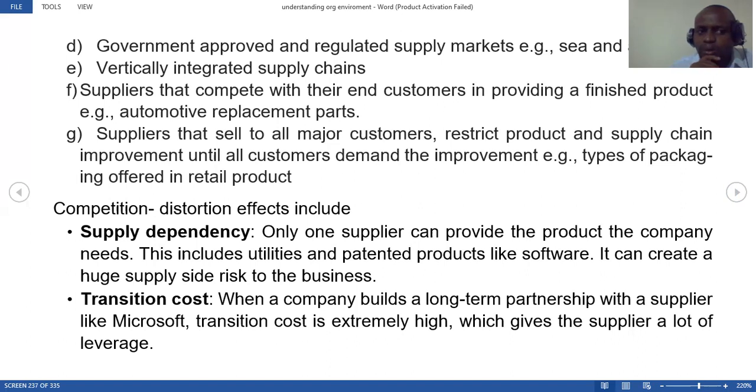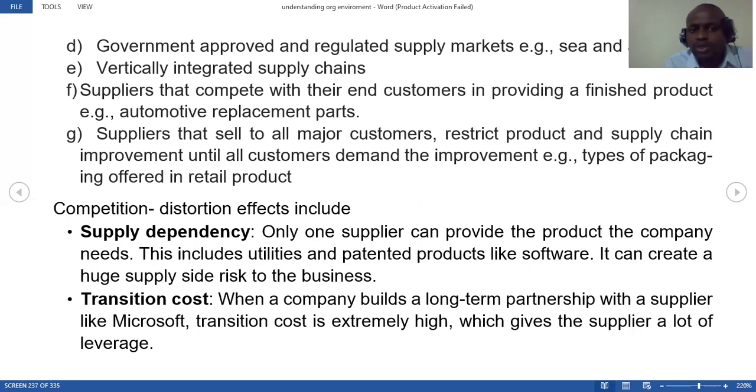Then we are also talking about suppliers that compete with their end customers in providing a finished product. For example, automotive replacement parts. This is very common when you're dealing with the motor vehicle industry, where you are selling spare parts. So most of the time you communicate with your customers so that you are able to produce products that are going to be used. Remember, cases of replacement of spare parts are very, very critical.